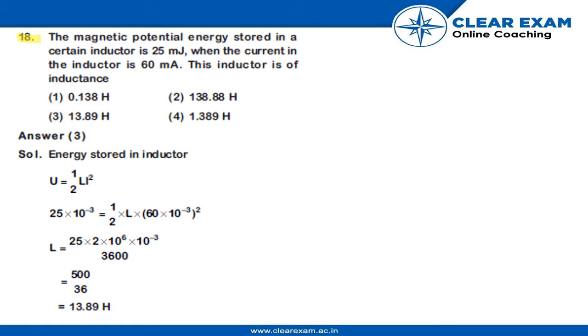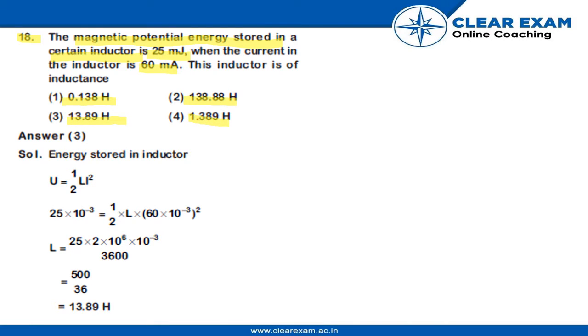Question number 18. The magnetic potential energy of a certain inductor is 25 millijoule when the current in the inductor is 60 milliampere. This inductor is of inductance: option 1, 0.138 henries; option 2, 138.88 henries; option 3, 13.89 henries; option 4, 1.389 henries.